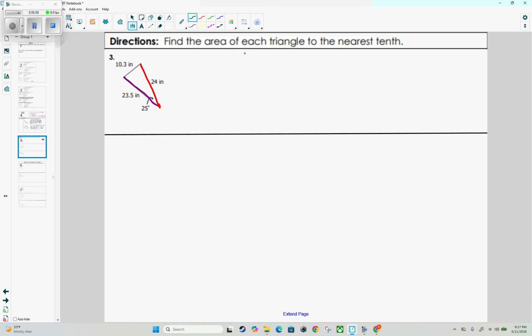And finally, number 3's answer is 282 sine 25. And this is in inches, so it would be inches squared. And then the approximation would be 119.18 or 0.2. I'm fine if you just go to the 1 decimal spot, but you can go out 2 if you'd like that too.